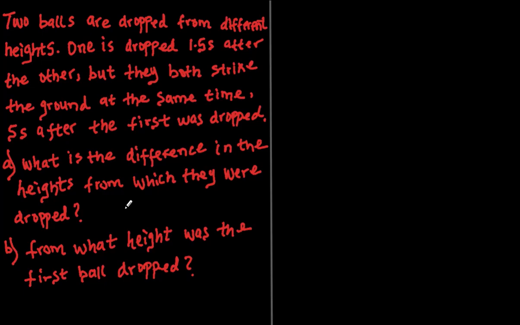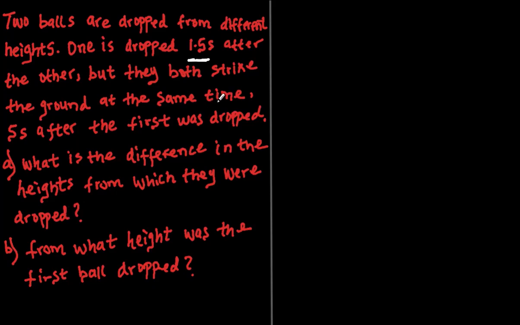Right, this is another problem for you. You can pause and solve first. So now let's go. Two balls are dropped from different heights. One is dropped 1.5 seconds after the other, but they both strike the ground at the same time, which is 5 seconds after the first was dropped. Now the question is, what's the difference in the height from which they were dropped? And another question is, from what height was the first ball dropped?